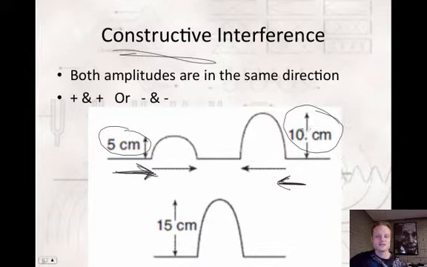And you just add these two. 10 plus 5 is 15, and so you get a super wave for that point. When these two waves interact with one another, you get a super wave, and that's called constructive interference. You're constructing something. Okay. Well, what's the opposite of constructive interference?